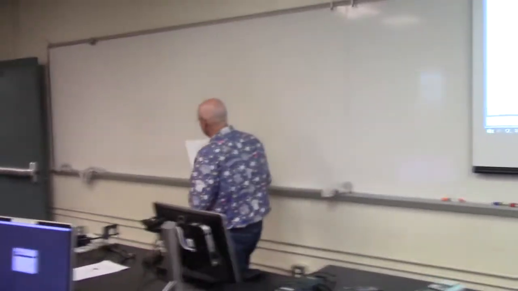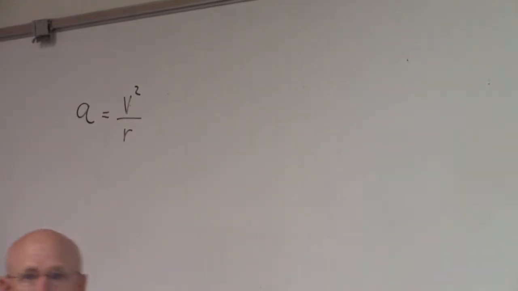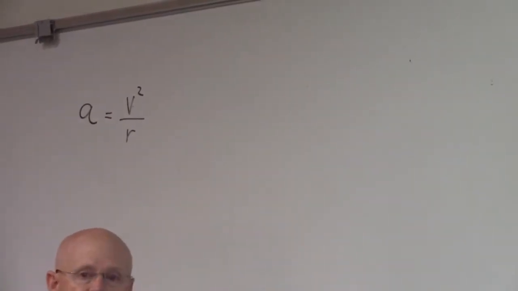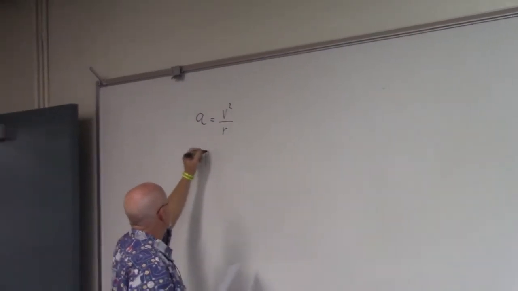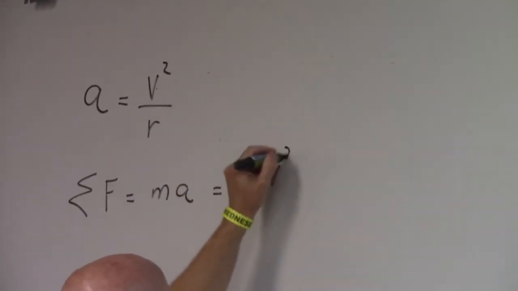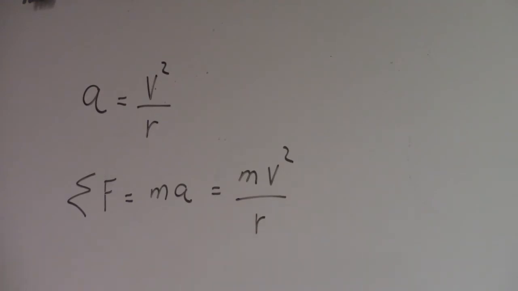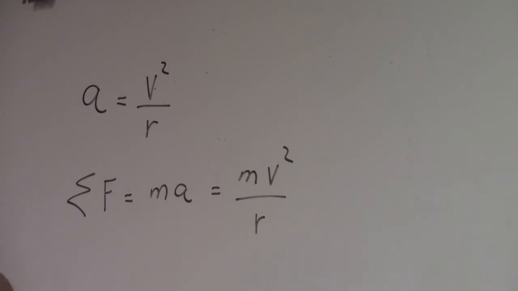We learned that the acceleration of an object as it is turning has to equal v squared over r. That was the first half of chapter six. That was the big piece. Because if we put that together with Newton's second law, it says if you add up all the forces on an object, they must equal the mass times the velocity squared over the radius.